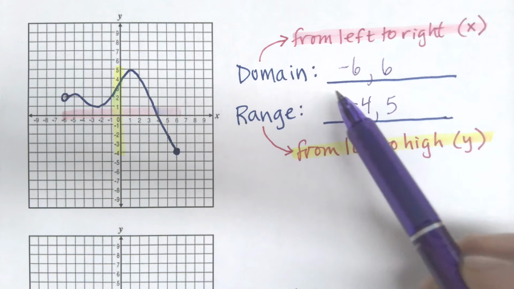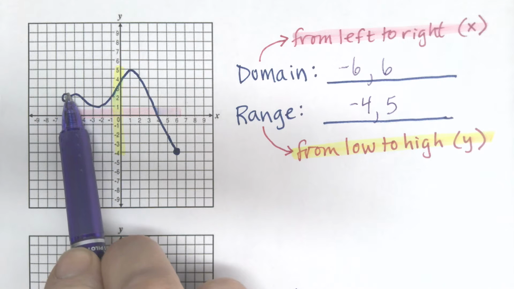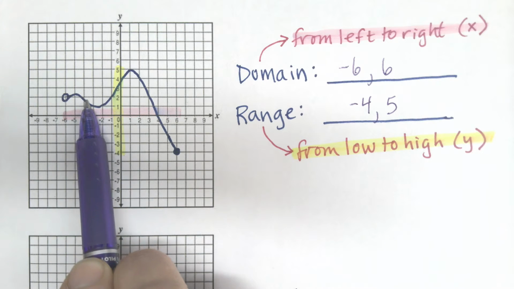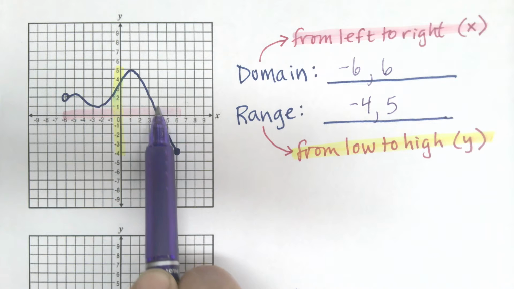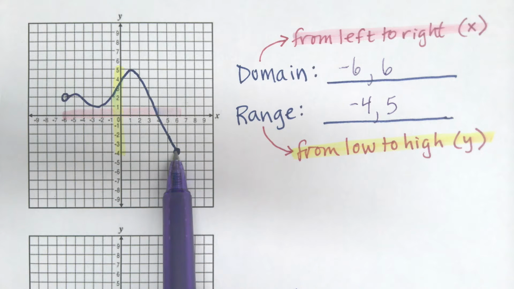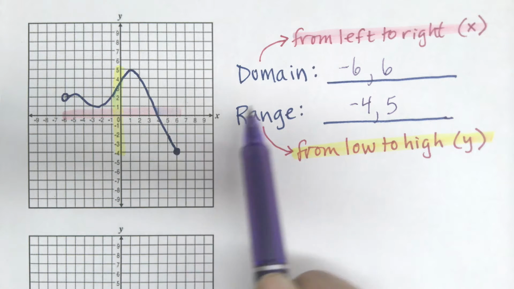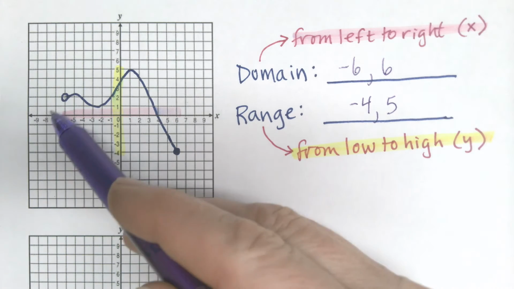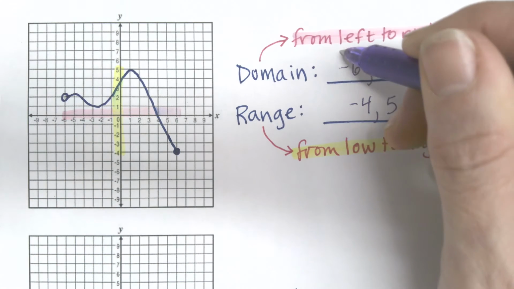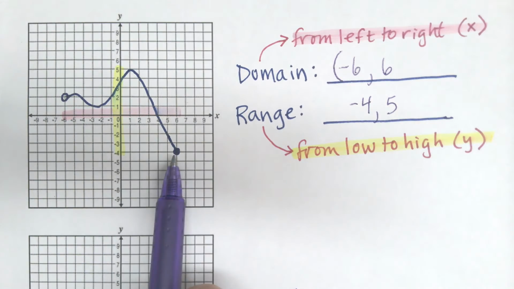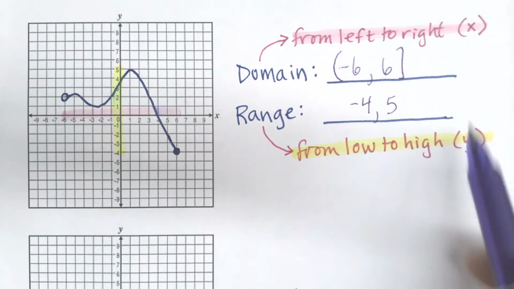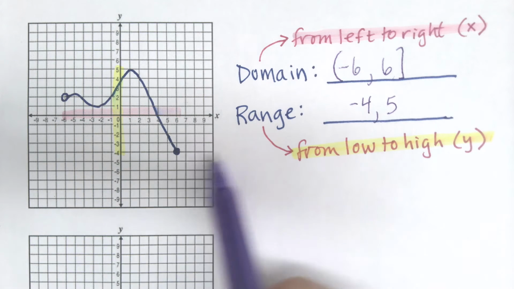When I write this out, if I have an open circle, then that means it doesn't include that point. If I have a smooth, solid line, or at an end point, a closed circle, that means it does include that point. And I show that in my domain and range with parentheses and brackets. Because the far left is open, I use a parenthesis, but because the far right is closed, I use a bracket or a brace or whatever you want to call it.